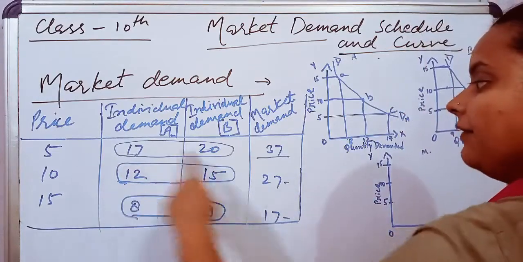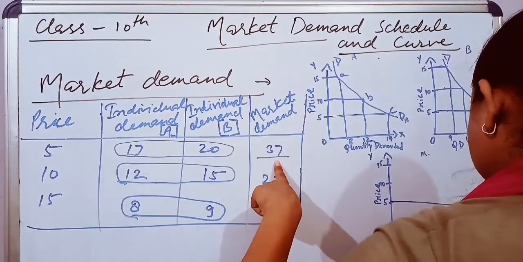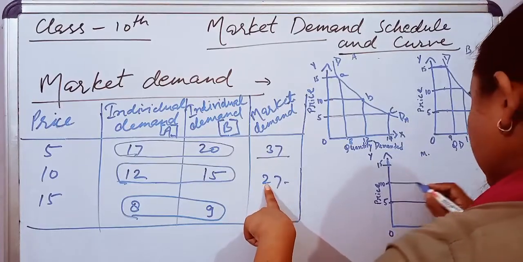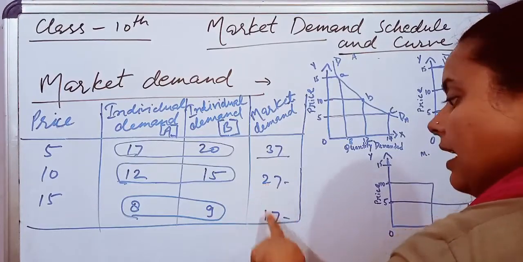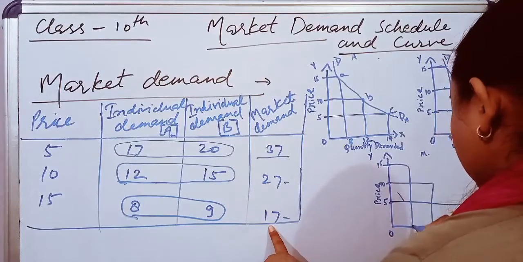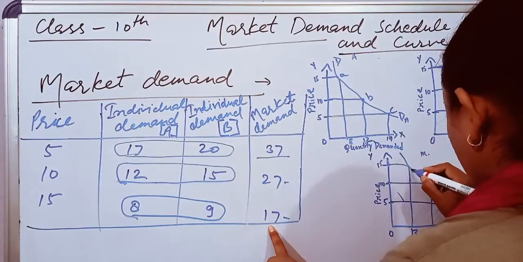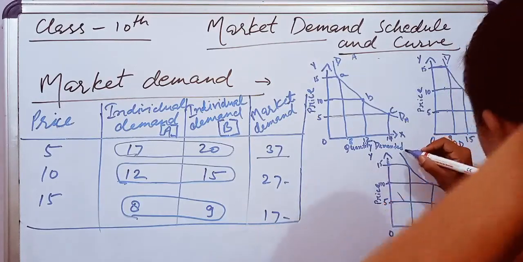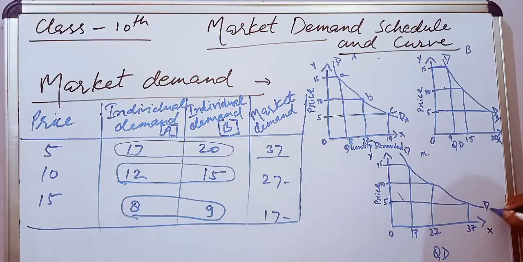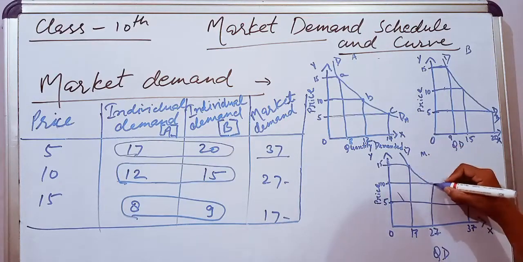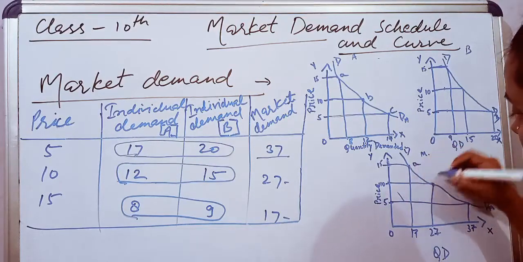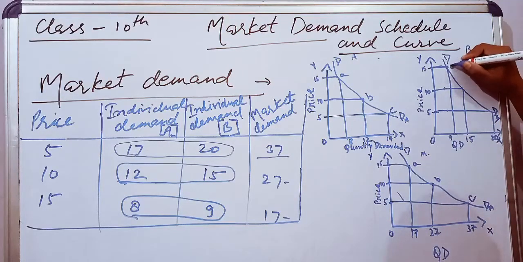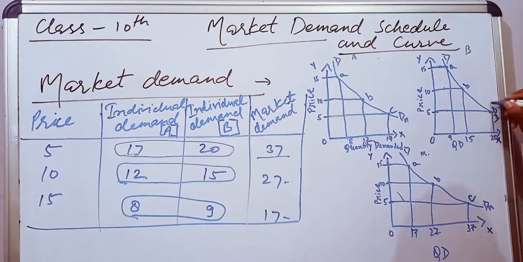At rupees 5, the market demand is 37. At this it is 27. And at this it is 17. This is the demand curve of the market, with point A, point B, point C. And this is also point A, point B, point C.